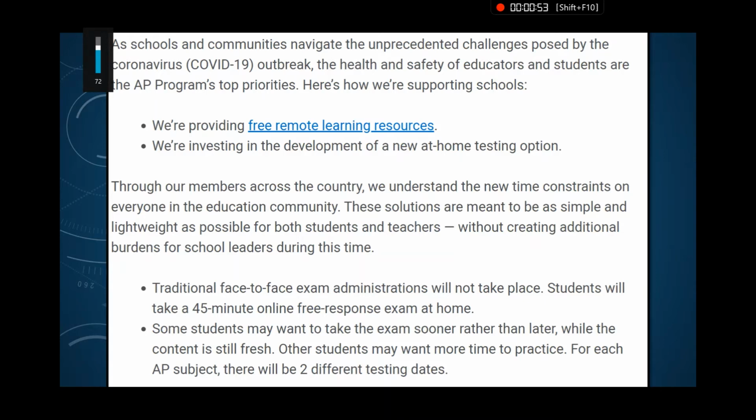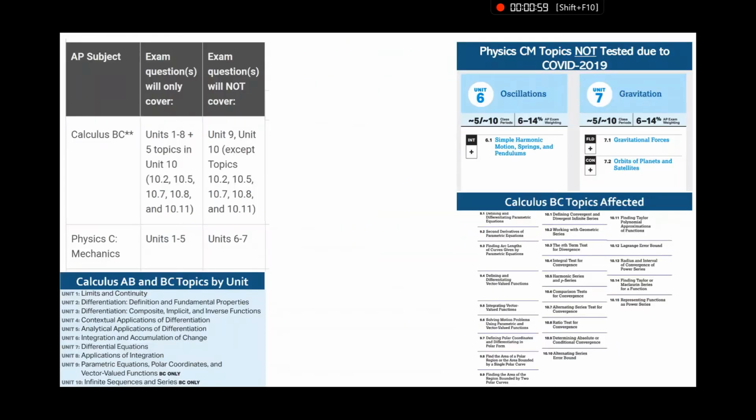Every AP subject has some of their content that has been cut as well. So for physics, that means all of our unit on oscillations and all of our unit on gravity has been cut. Everything else is still on the test. Because it's only 45 minutes for the free response question, it is possible that the entire test will just be 3 FRQs. But those FRQs won't be on oscillations or on gravitation.